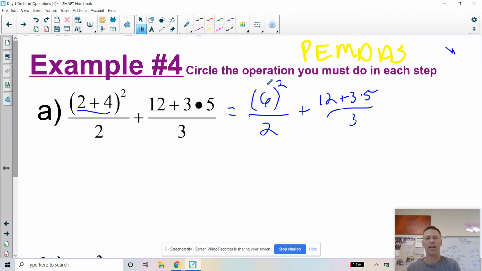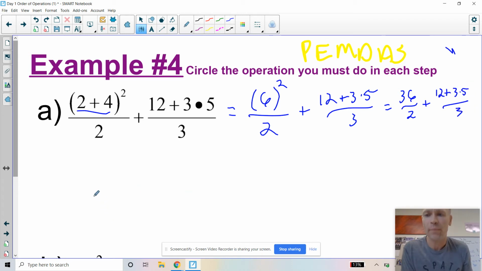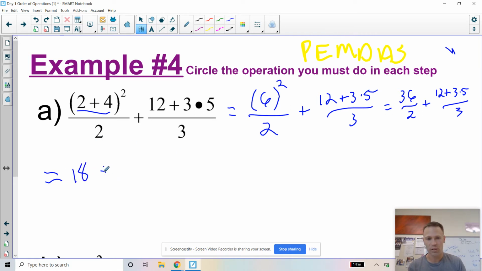Working that one, I have only one operation. I have exponents: 6 squared. So my next step is going to look like 6 squared, which is 36, over 2 plus, and then that whole thing again. I'm not going to do anything with it yet. So 12 plus 3 times 5, all over 3. I'm out of space, so I'm going to wrap around down here. I'm going to finish this one, and 36 divided by 2 is 18. Plus, and then the 12 plus 3 times 5, all of that is over 3.